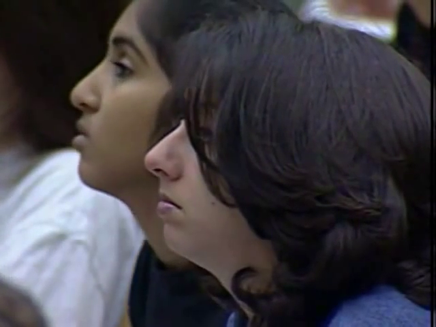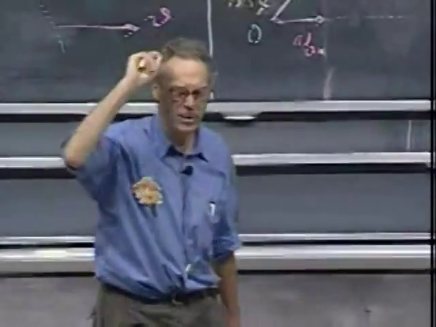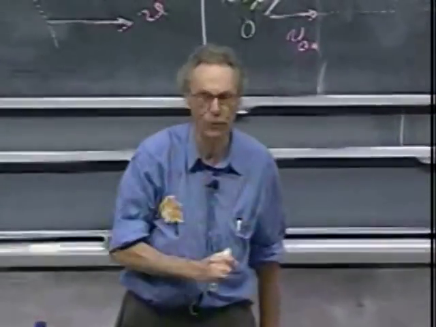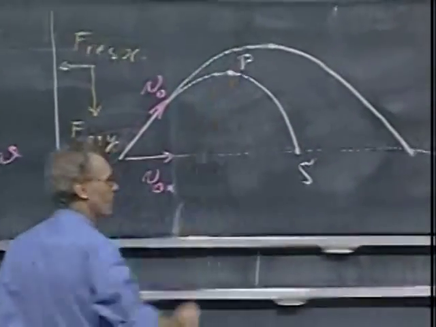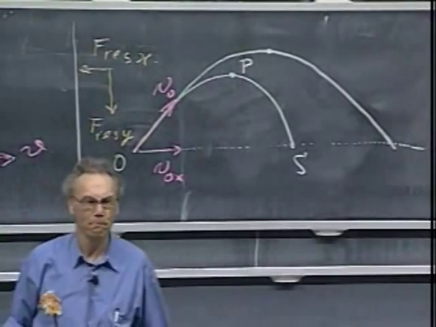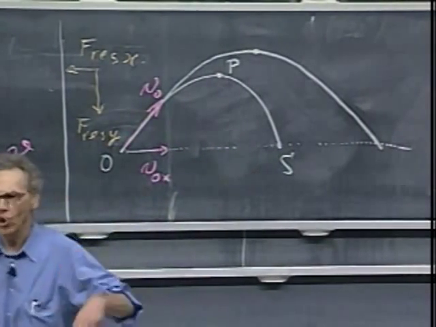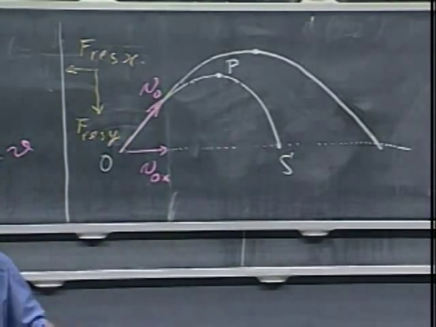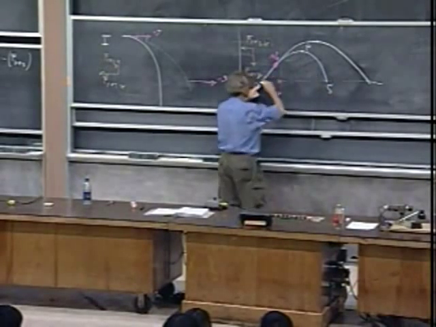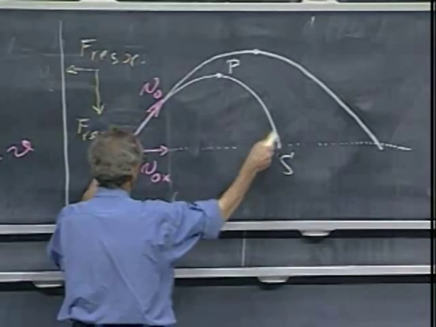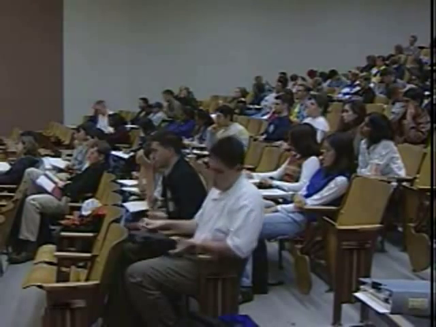OK, now comes my last question. I'm going to ask you the following, and there's a unique answer to that. I want you to think about it, and I want you to be able to give that answer with total 100% confidence. When this object goes from O to P, that takes a certain amount of time. When it goes from P to S, back to the ground, that takes also a certain amount of time. Is this time the same as this time? Or is this time longer than this time? Or is this time shorter? Think about it. See you Friday.